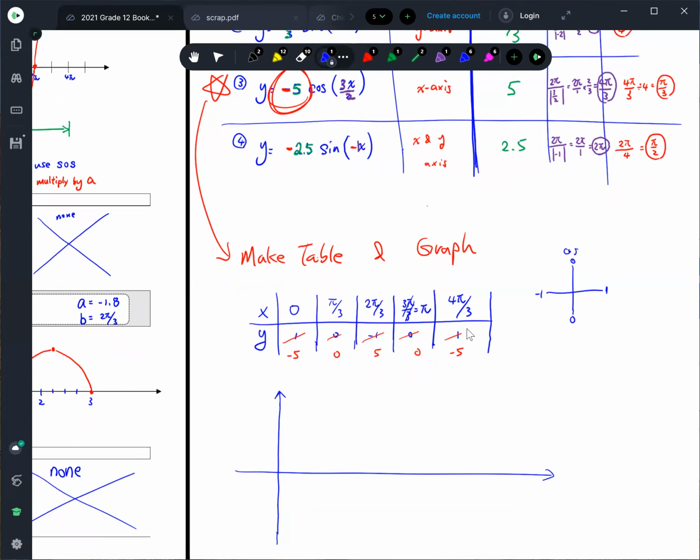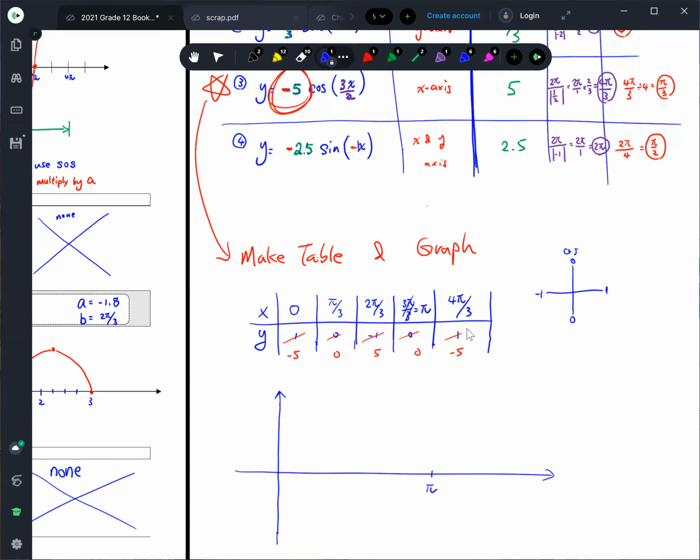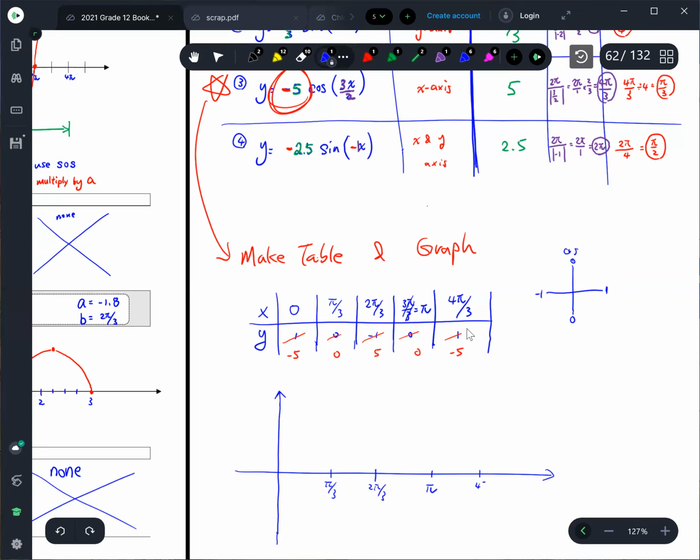Now for the scale, right? For the x, you can see the biggest is a pi, right? So you can put a pi here. And because your space is over 3, you could divide it by 3, like that. So you get a pi over 3, 2 pi over 3, 3 pi over 3, 4 pi over 3. Make sense, right? That's how you set up your scales.